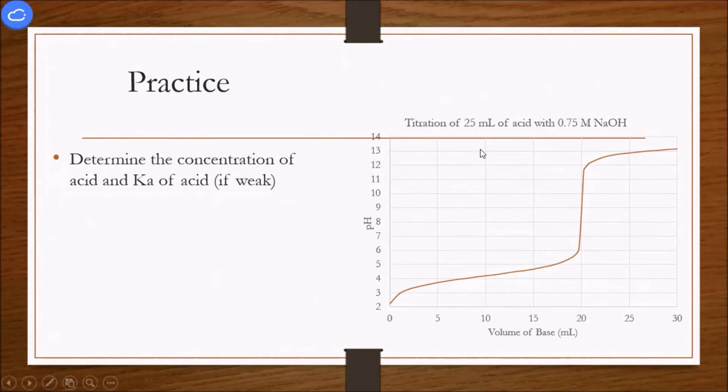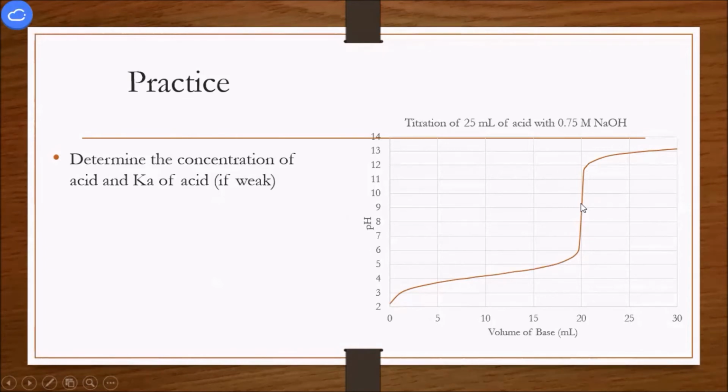So looking at this one, I titrated 25 mils of acid with 0.75 molar base. And this is the volume of base added. So step 0, it starts acidic, so I'm adding base to acid. Step 1, where's the equivalence point? About halfway up this jump, which I draw the line over. That's about 8.9 something. That's clearly above 7. So is this a strong acid or a weak acid? Well, it's above 7, so it is a weak acid.